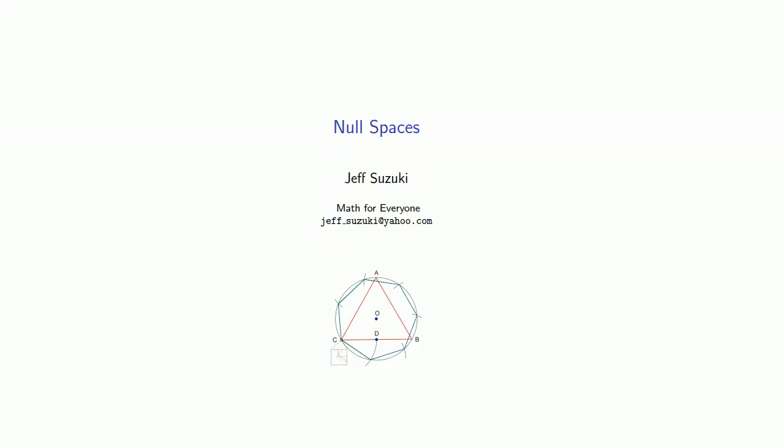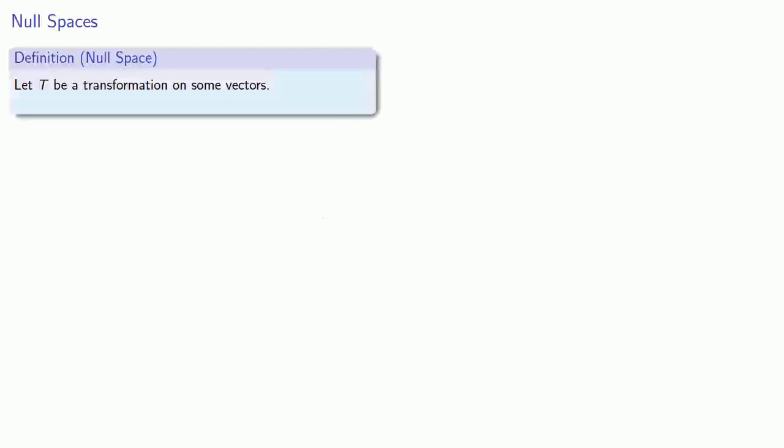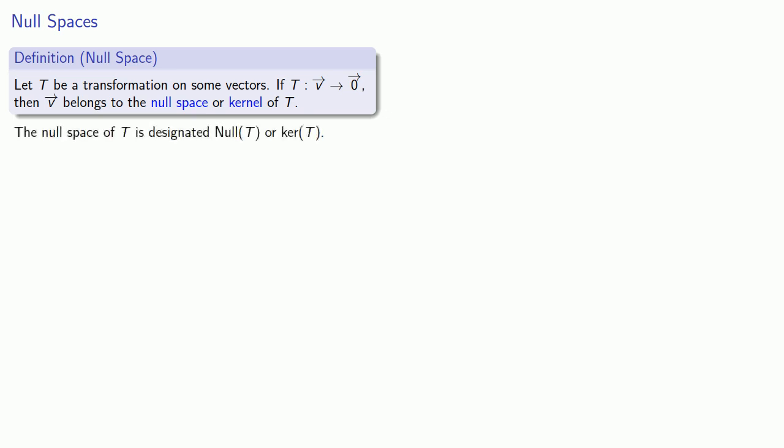The null space is an important idea associated with any transformation. So let T be any transformation on some vectors. If T sends some vector v to the 0 vector, then we say that v belongs to the null space or the kernel of T.